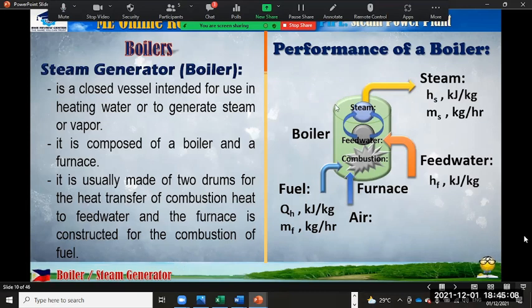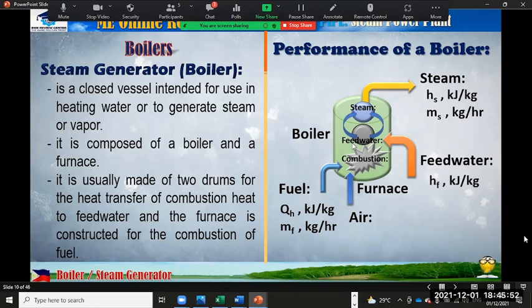So, let's say this cylindrical diagram represents the boiler. Inside the boiler, we have the two drums right here. The first drum houses the feed water. The feed water is being delivered by the feed water pump right here. Of course, the feed water is most likely pressurized and of high pressure. Since it is still in liquid state, we will use h sub f, the saturated fluid enthalpy of the water.